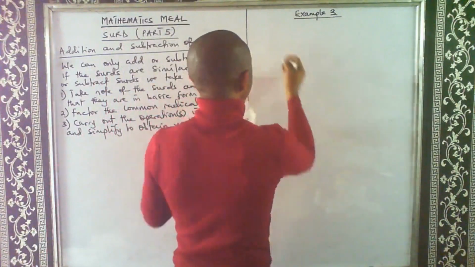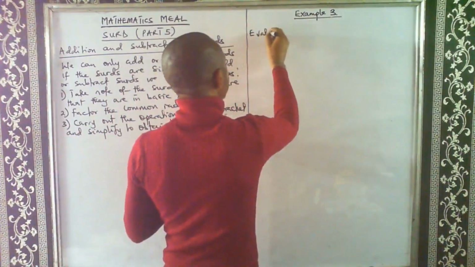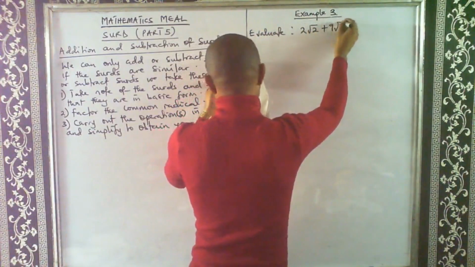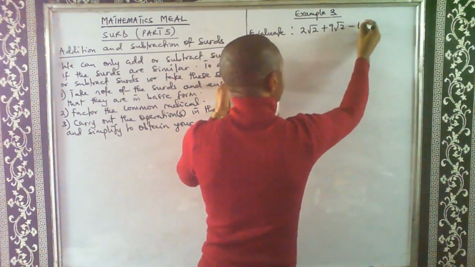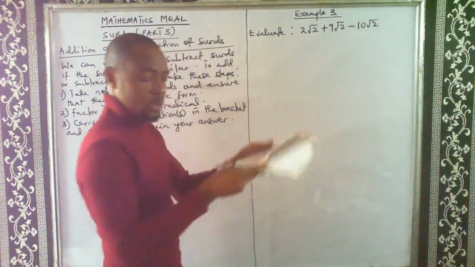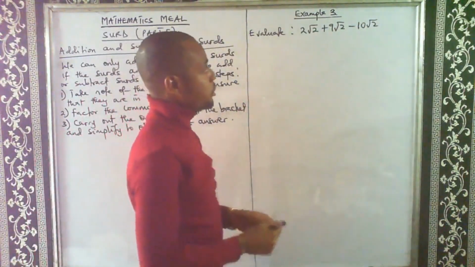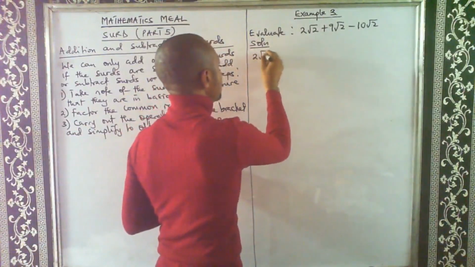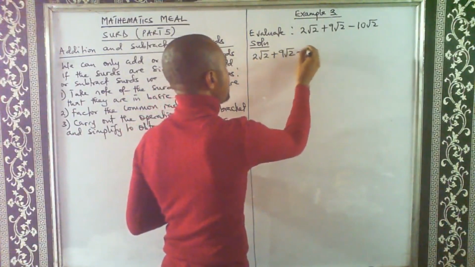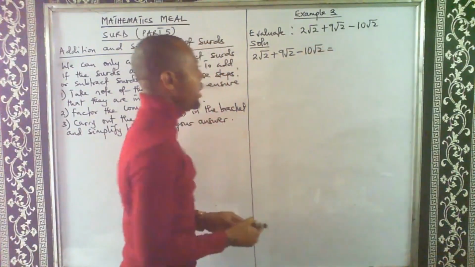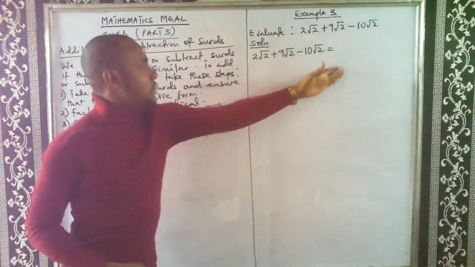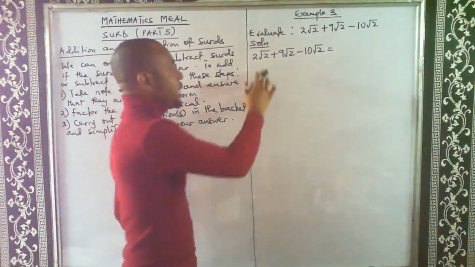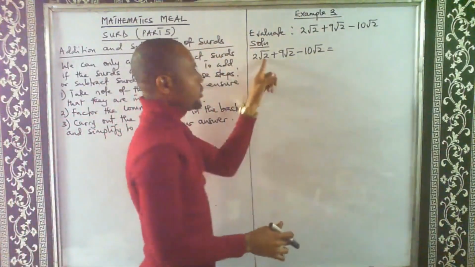In example 3, we have: evaluate or simplify 2 root 2 plus 9 root 2 minus 10 root 2. Now, if we look at this, they are in basic form. So the common radical here is square root of 2.